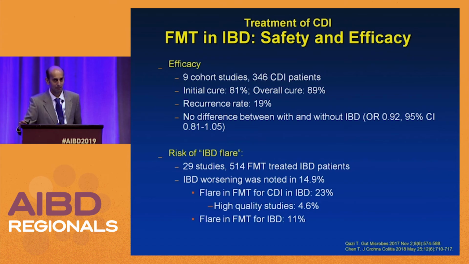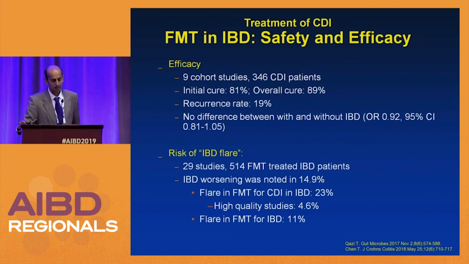Specifically within IBD, people have looked at the efficacy of FMT for C. diff infection and this theoretical risk of whether it results in a flare-up of IBD. In 9 cohort studies that included 350 patients with C. diff, there were very good cure rates of FMT for recurrent C. diff and IBD, so almost 90% with a recurrence rate of 19%. And there really was no difference in performance of FMT between those with and without IBD in this analysis.